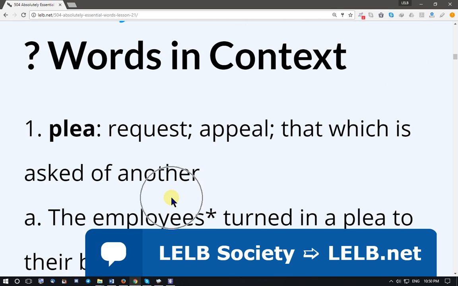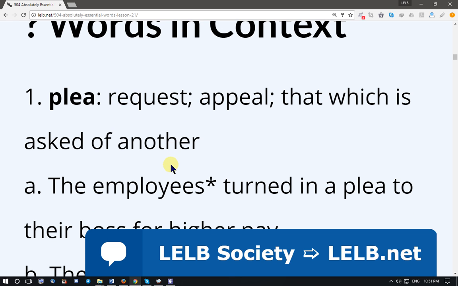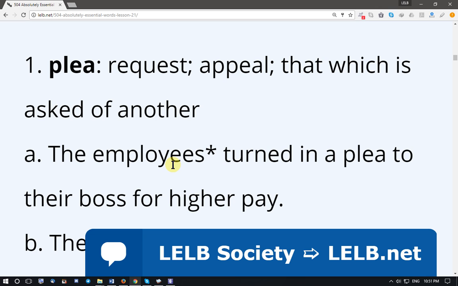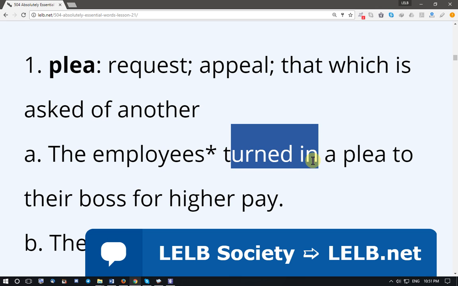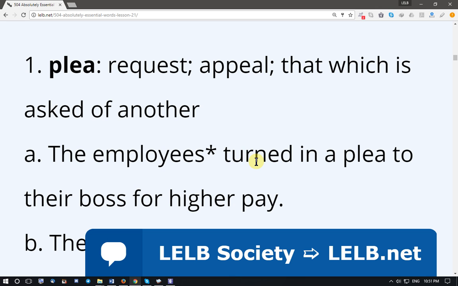Plea is the first word. Means request, appeal. That which is asked of another. The employees turned in a plea to their boss for higher pay. So that is the difference between employee and employer or boss. So they requested or made that plea. Turn in means to give, to offer, to submit to their boss for a higher pay or salary.